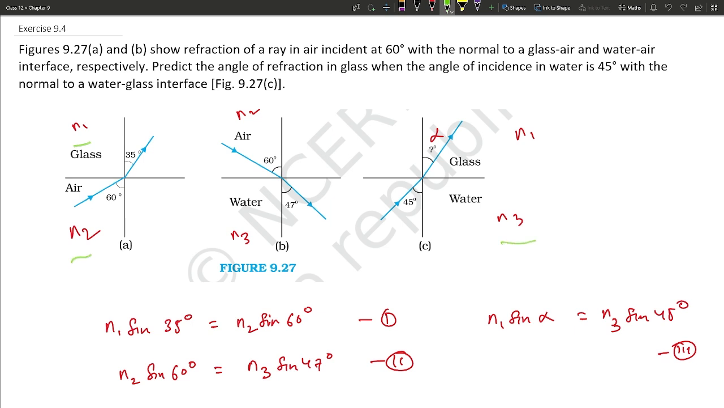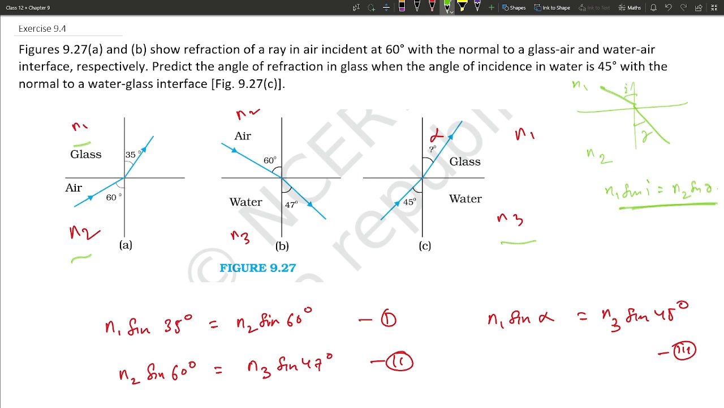Now let's revisit Snell's law. It says that when a ray is moving from one media to another, let's say it is incident in the media of refractive index N1 and going into the media of refractive index N2, making an angle of I with the normal in the incident media, and it is going to make an angle of R. So by Snell's law we know that N1 sine I is equal to N2 sine R.